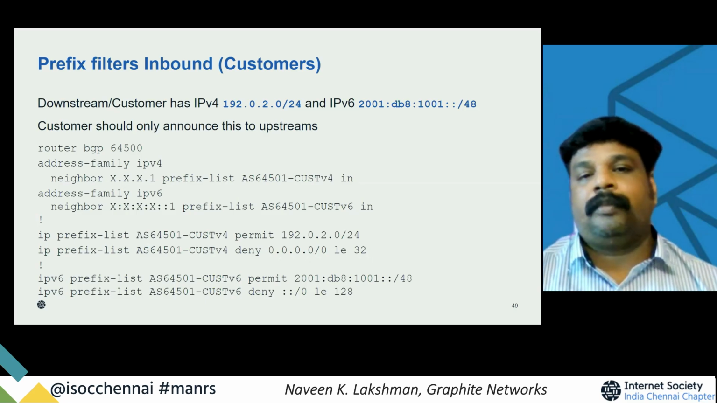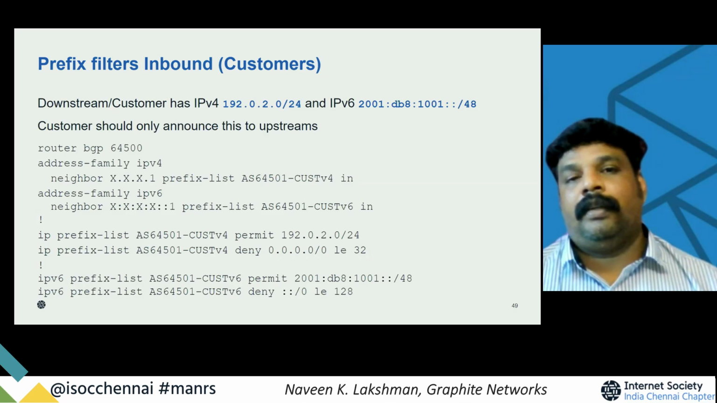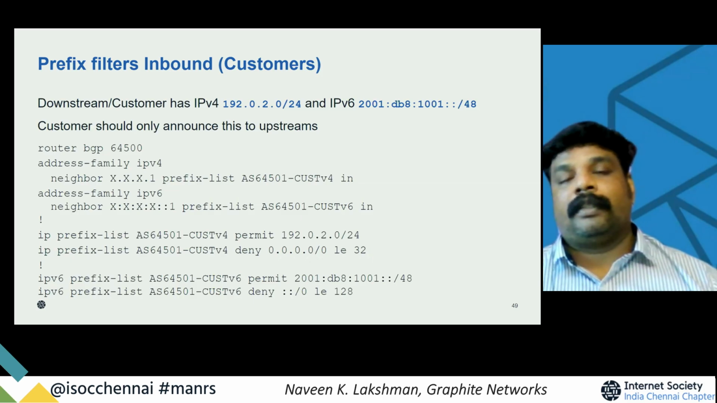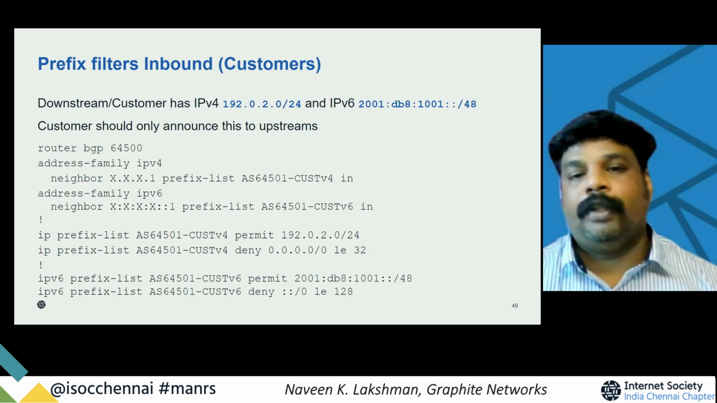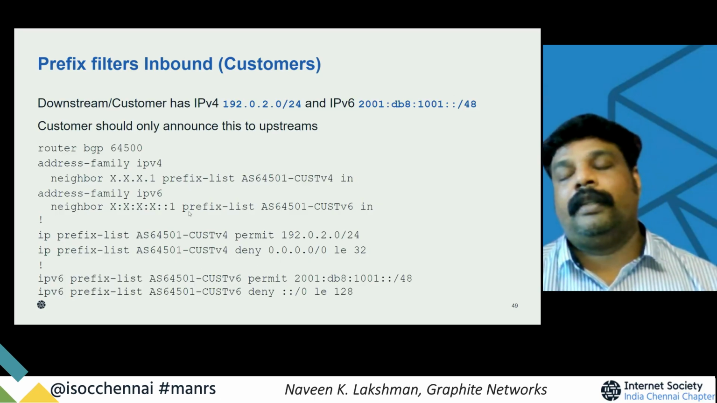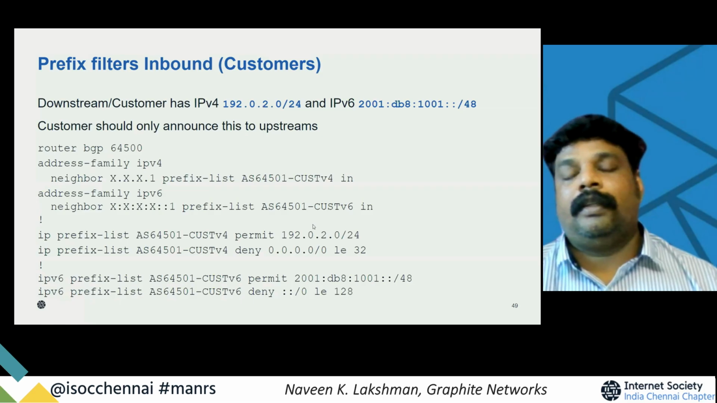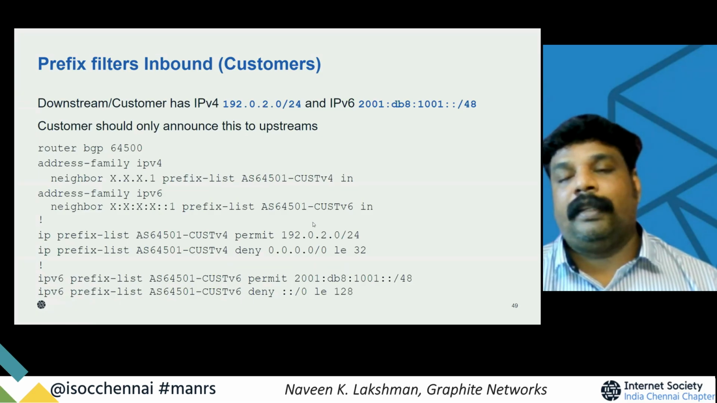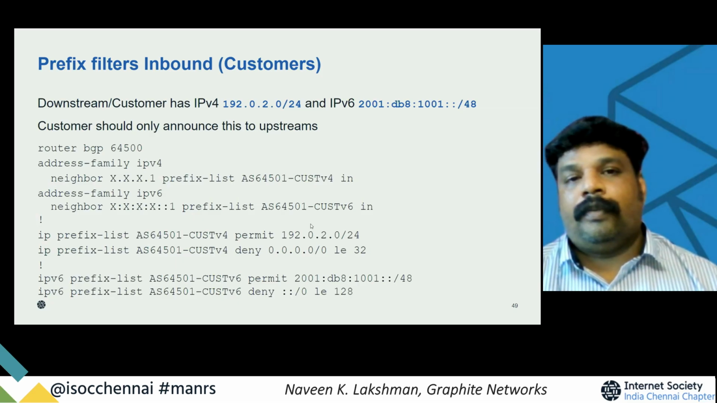So this is one customer. For the other customer, you need to do the same thing. If a customer is announcing more than one route, you can create multiple prefix lists for that. And at the end, issue the deny statement so that the rest of the prefixes, if they're sending any, are denied. So this is clean inbound from customer.